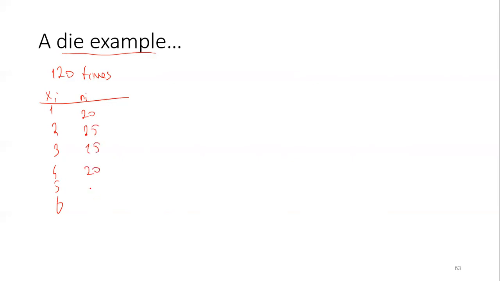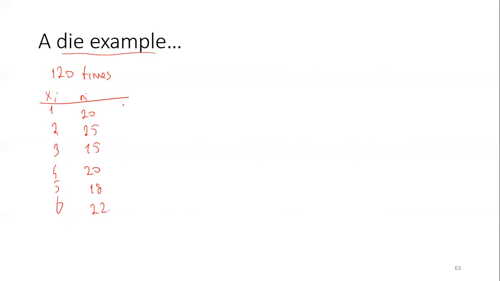So let's think about a die example. Assume I roll a die, let's say 120 times. 120 times I rolled a die. And it turns out that 1, 2, 3, 4, 5, 6, and let's say this is xi, and I have ni here. Let's say this is 20, this is 25, this is 15, another 20 here, this is 18, and this is 22.